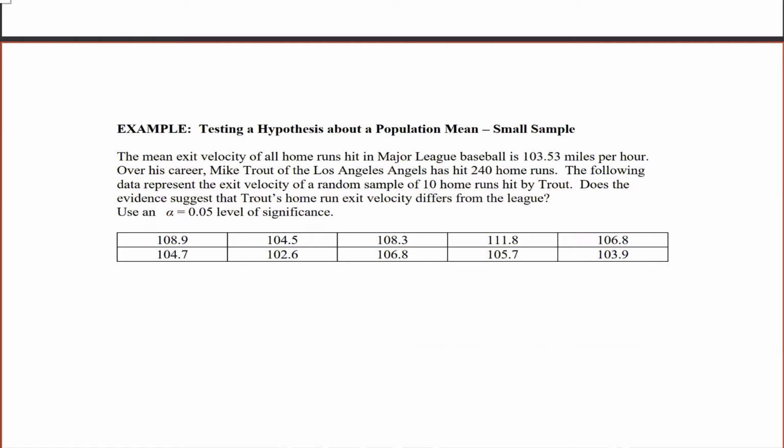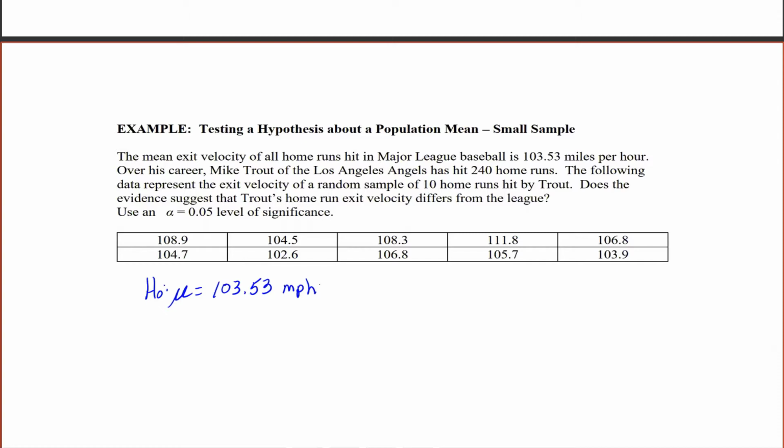So the statement of no change, no effect, no difference would be that there's no difference between the exit velocity of all home runs hit and the exit velocity of a Trout home run. And so our null hypothesis would be, what do you think? Yeah, our mean equals 103.53. Yeah, exactly. The mean is 103.53 miles per hour. Make sure you always put the units of measure in there.